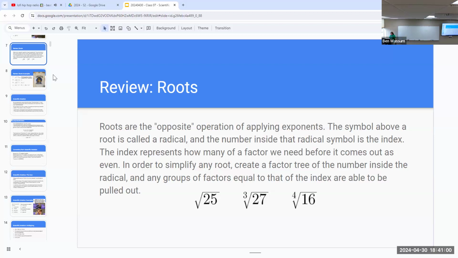So, the index represents how many of a factor you need before it comes out as even, essentially. So, to simplify a root, create a factor tree of the number inside of that radical, and any groups of factors that are equal to that of the index are able to be pulled out. So remember, you have a square root, you're looking for 2 of each factor. Cube root, 3 of each factor. Fourth root, 4 of each factor. And that concept scales up to whatever. 37th root, you're looking for 37 of something, right?